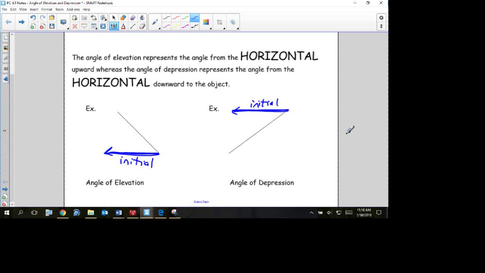Now, from here, if it's an angle of elevation, the angle will rotate up to the terminal side. It'll rotate up from the horizontal. That's how you know it's an angle of elevation. If it's an angle of depression, the angle will rotate down from that initial side. So angle of elevation goes up, angle of depression goes down. Questions on that?